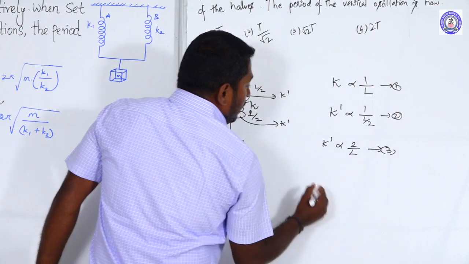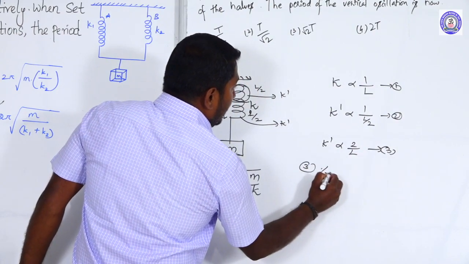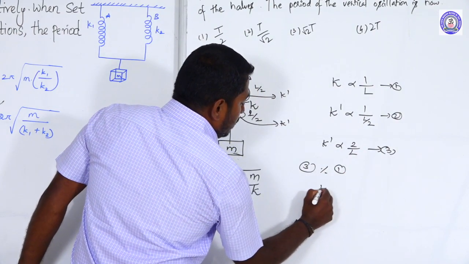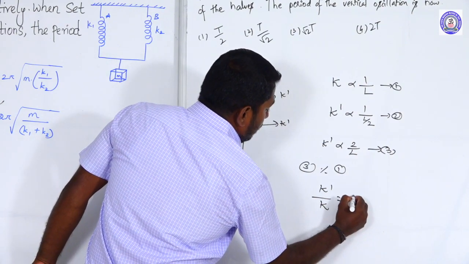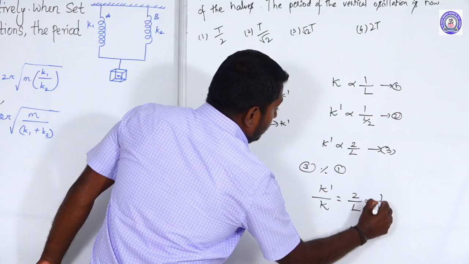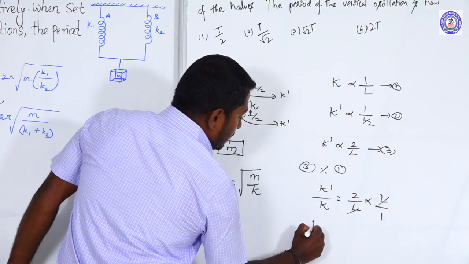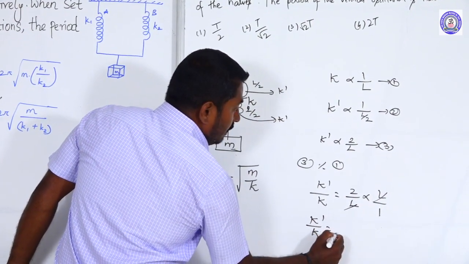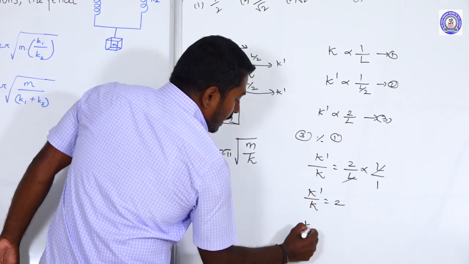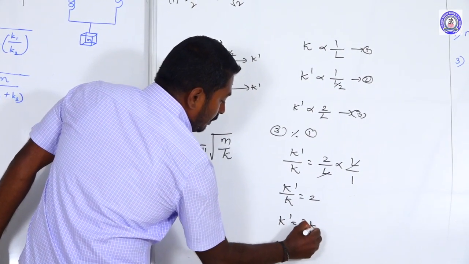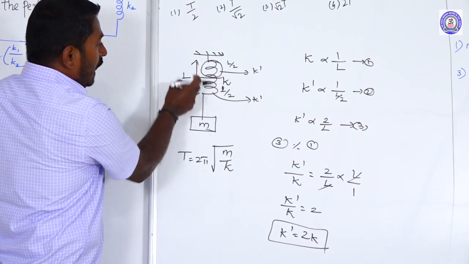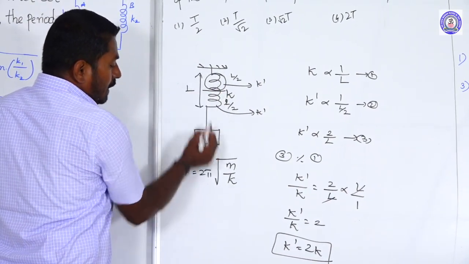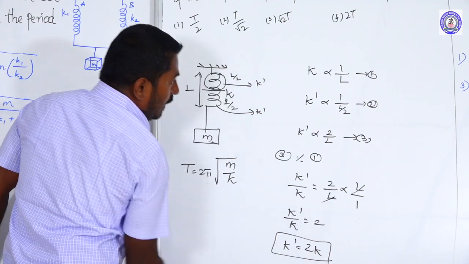Equation number 3. So equation 3 divided by equation 1. K prime divided by K is equal to 2 divided by L into L divided by 1, so L gets cancelled. K prime divided by K is equal to 2. So K prime is equal to 2K. Now that the spring is cut into two equal halves, each segment has a spring constant 2K.